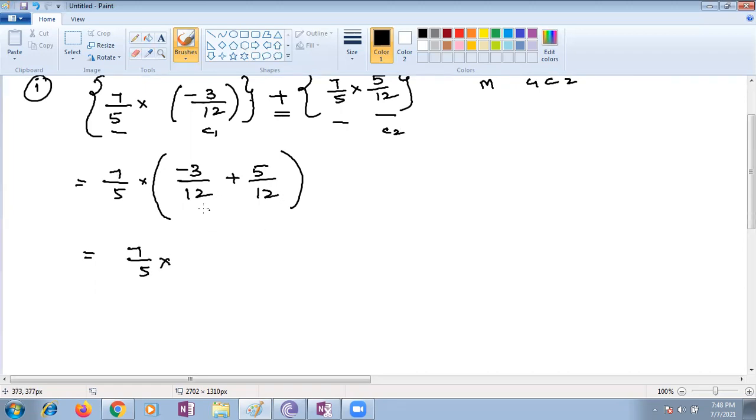The denominators are alike, so you can combine the numerators. Minus 3 plus 5 is how much, children? It's 2. 2 by 12, we can cut and write it as 1 by 6. So the answer is 7 by 5 times 1 by 6, 5 sixes are 30. 7 by 30 is your answer.